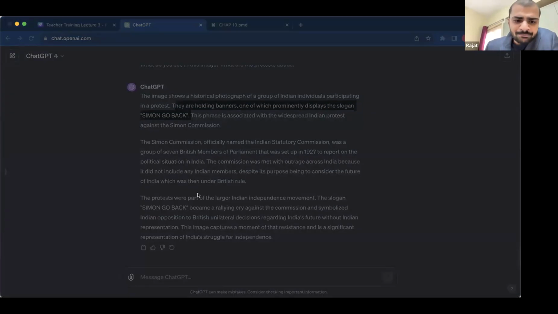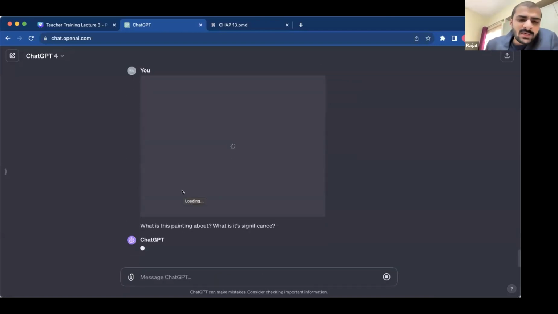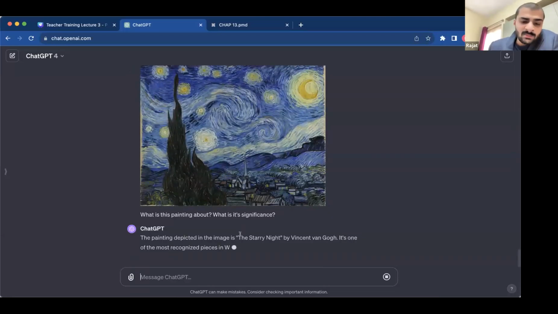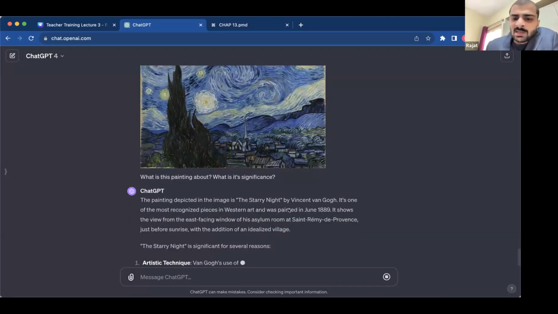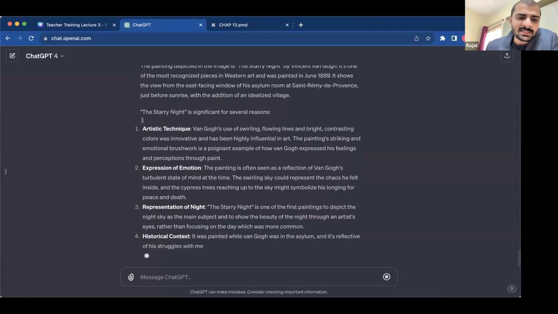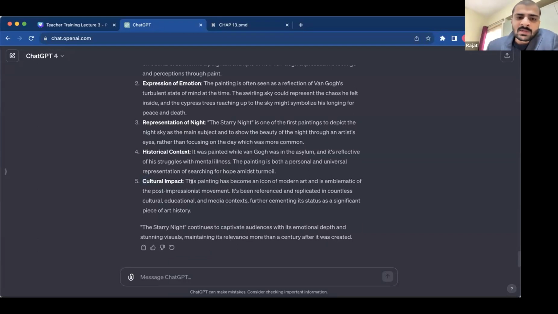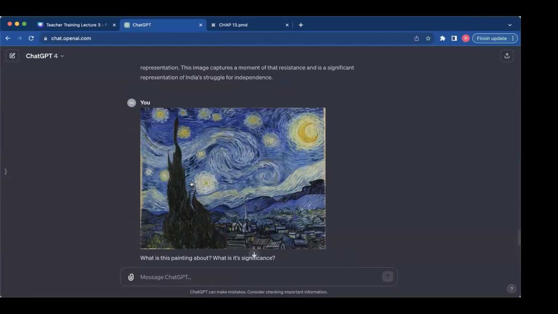So let's say this is a particular painting which is very famous. I'm sure some teachers in this call know about this painting. It is actually called the Starry Night. So, what is this painting about? What is its significance? We'll wait for some time because I have uploaded so many images. But okay, immediately ChatGPT gave the answer that this painting was painted in June 1889, and the reason it is famous is for all these reasons: artistic technique, representation of night, historical context, cultural impact, etc. And you can extend this to the art class.